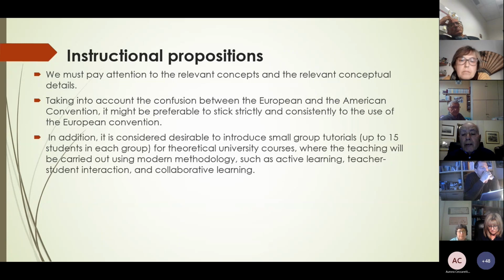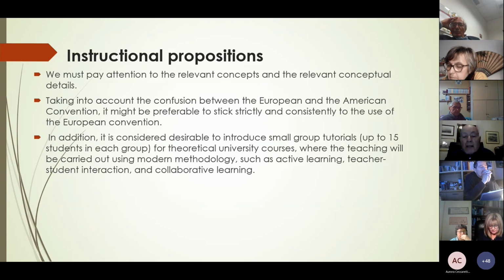Small group tutorials of up to 15 students in each group can be useful. The teaching will be carried out using modern methodologies such as active learning, teacher-student interaction, and collaborative learning.